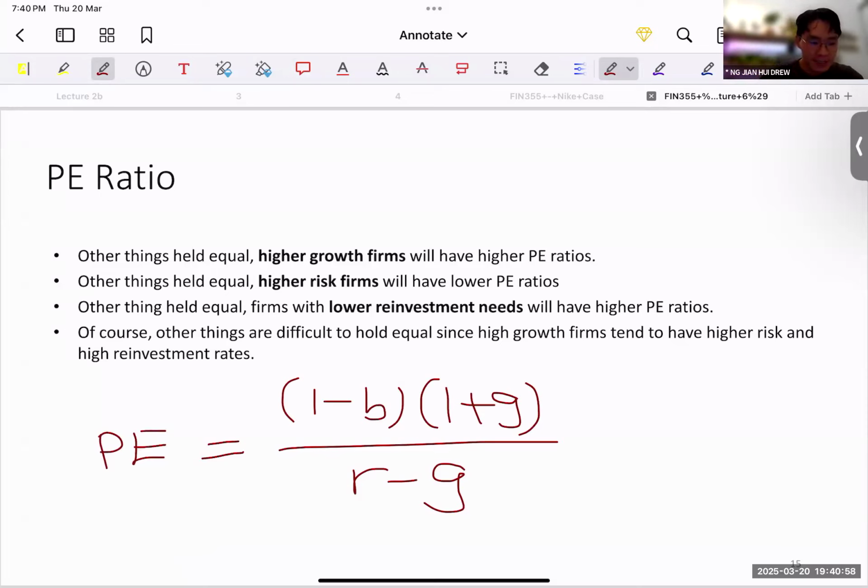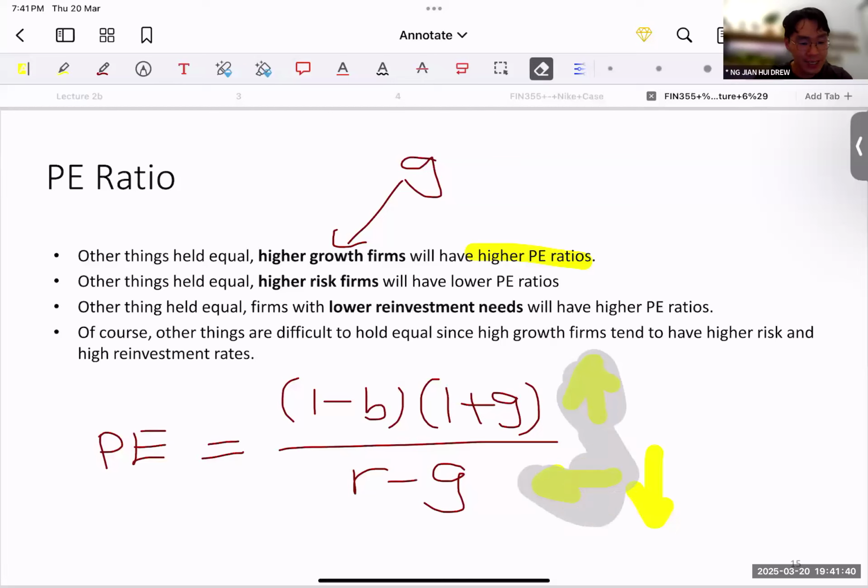Based on this, we look at how a high growth firm affects the PE ratio. High growth means what? For this one, what is very big? G, you're right. G is very big. So if G is very big, your denominator is small, right? And your numerator here is big. Because of that, you have a higher PE ratio.